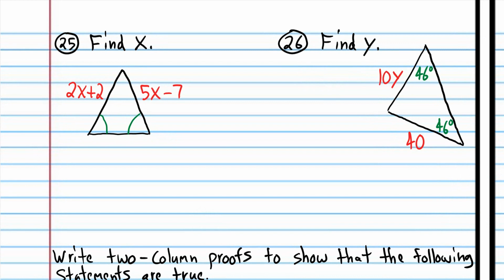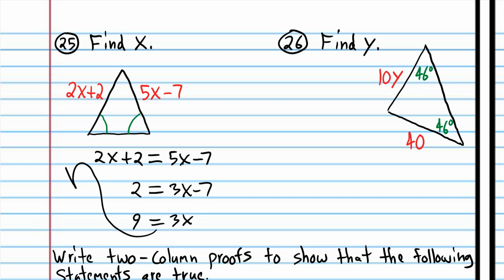All right, we're back. 2x plus 2 must be equal to 5x minus 7. Subtract 2x from both sides. And add 7 to both sides. Divide both sides by 3. I'm going to put an arrow up here, and we get x is equal to 3. So if you got that answer, good job.